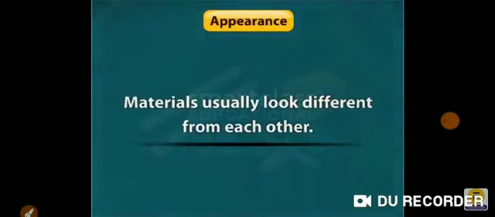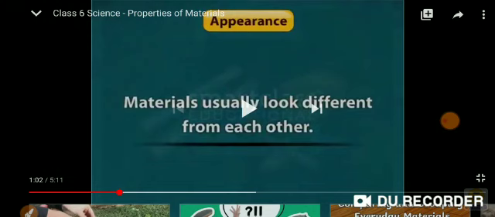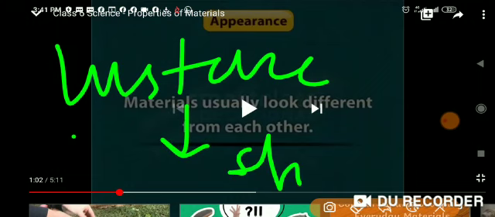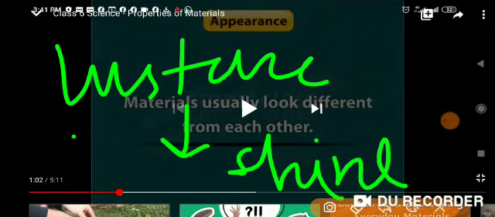So first of all, the first property that I have chosen is the appearance. You might have noticed that some of the substances on earth are quite shiny and some are not. The other word we can use for shiny appearance is luster. I repeat the word luster. Luster is the word used for the shiny appearance, and usually we see that metals are quite shiny, and on the basis of this property we can classify the objects.